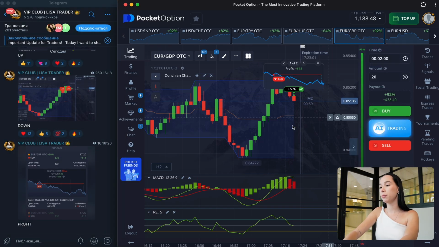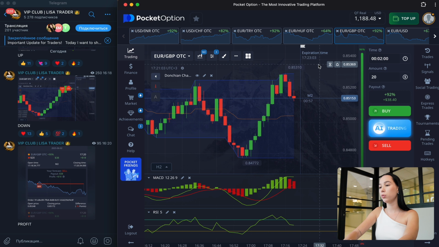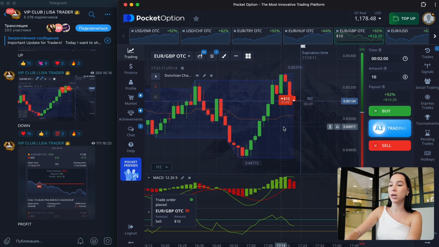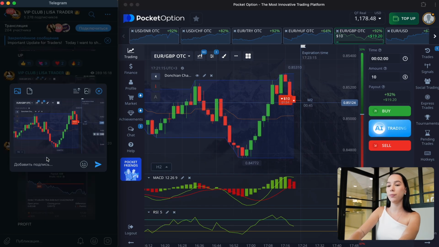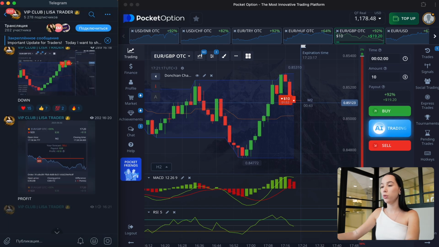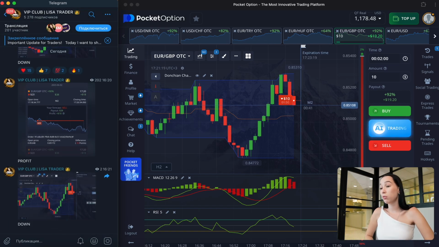It's 92% payout again. So, okay, on 1 to 3, we're gonna open a trade down for 2 minutes. 1, 2, 3, down. We open a trade down for 2 minutes. I hope you did it as well. Don't be slow here. So the downward trend still continues here.